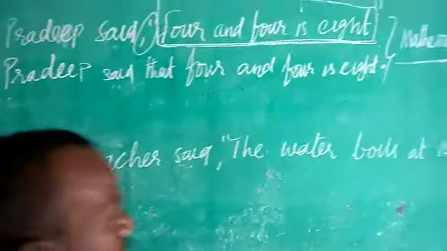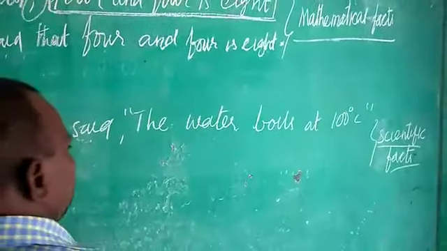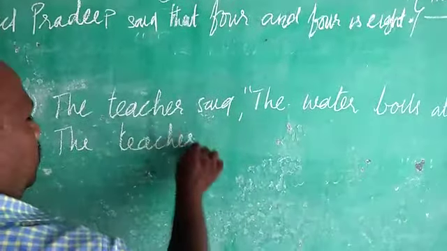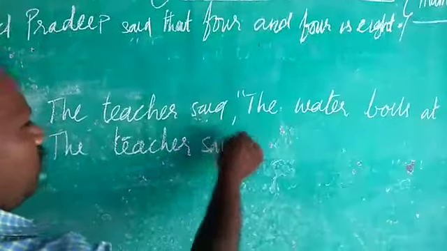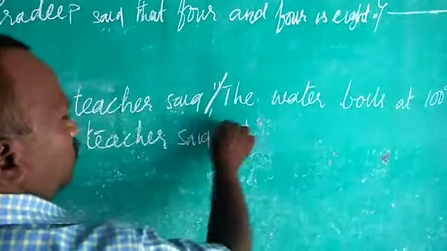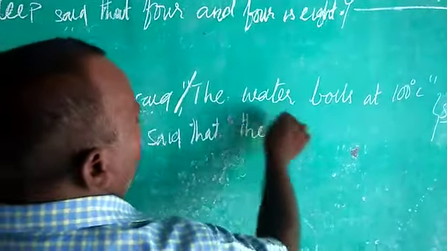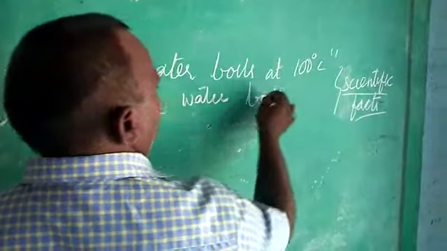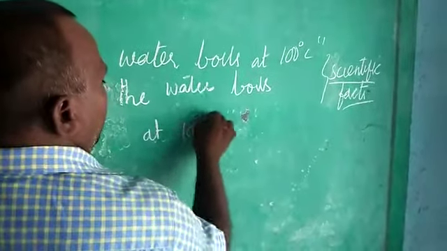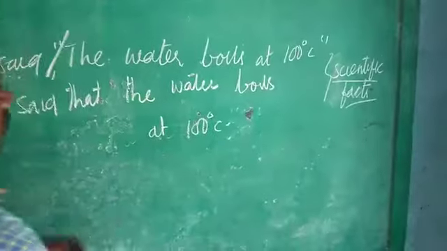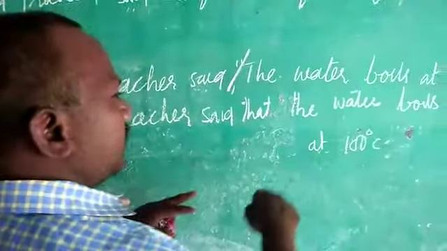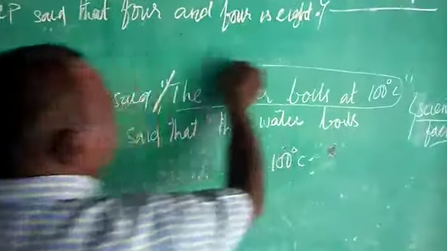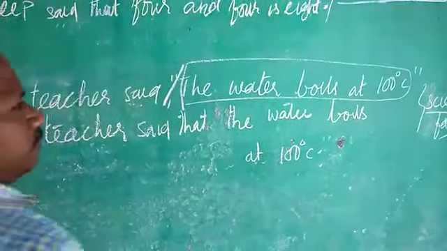Let's go back to the scientific facts. Here the teacher said, we take as it is. Said is there, we take said as a reported verb as it is. To remove the quotations, we take that, children. So, capital letter will change into small letter. Water boils at 100 degrees centigrade. So, remove the quotations and take full stop. Wherever you get a sentence of scientific fact in direct speech, when you change it into indirect speech, that is the scientific fact that water boils at 100 degrees centigrade.